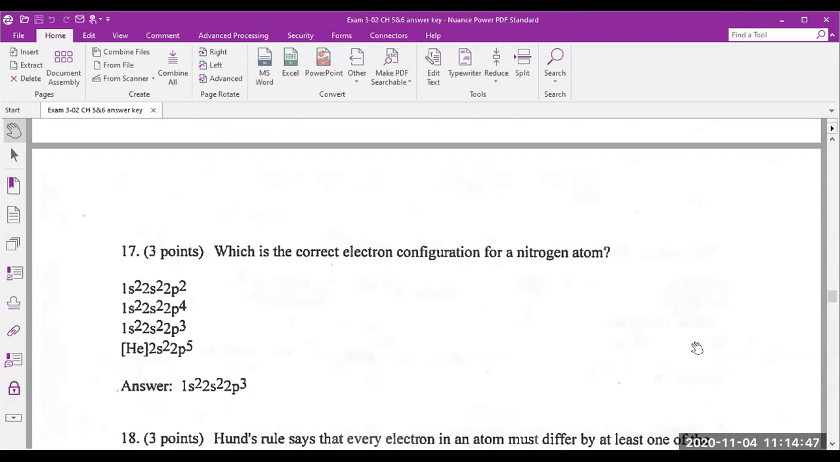17, which is the correct electron configuration for a nitrogen atom? So that's 1s2, 2s2, 2p3. So you would fill those going across the periodic table as we discussed in class. First the 1s, then the 2s, then the 2p.